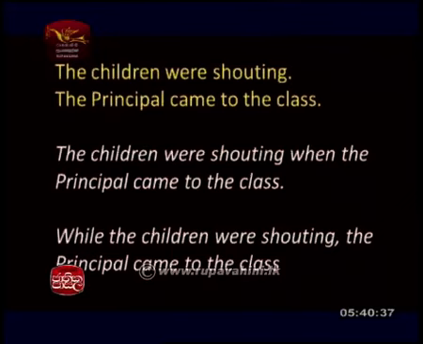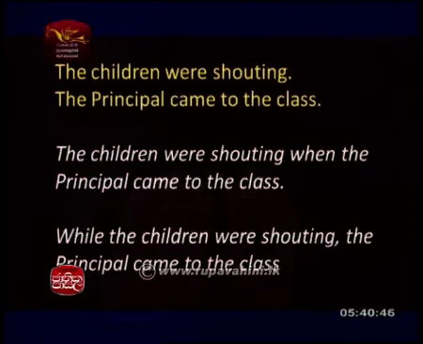While the children were shouting, the principal came to the class. We can imagine what had happened after that. They might have been punished by the principal. So you can make more sentences using similar examples.